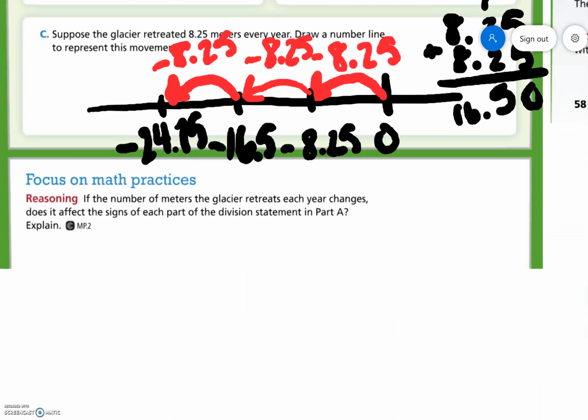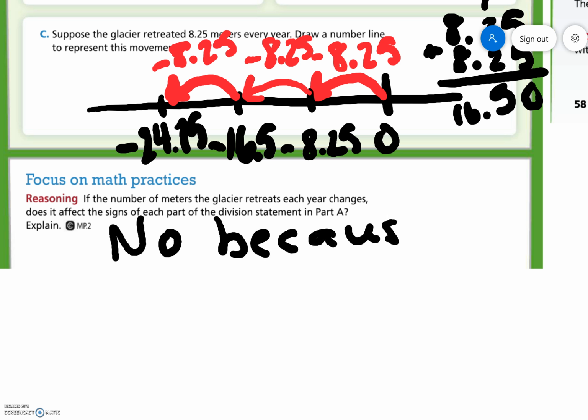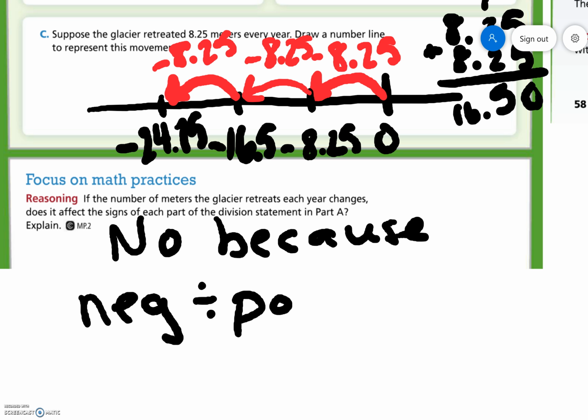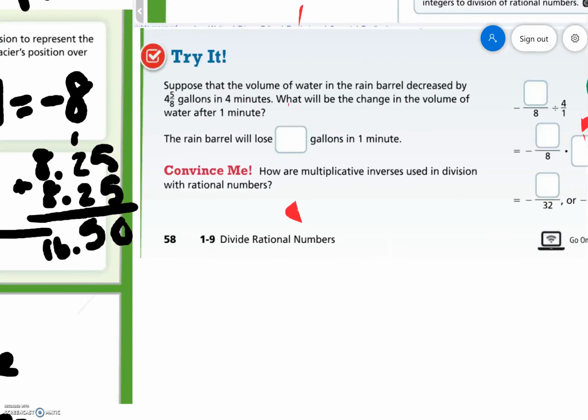Focus on math practices. If the number of meters the glacier retreats each year changes, does it affect the signs of each part of the division statement in part A? Well, no, because it's still going to be retreated. So it's still going to be a negative number divided by the amount of years, which will be positive. And we know a negative divided by positive is a negative. Next page.